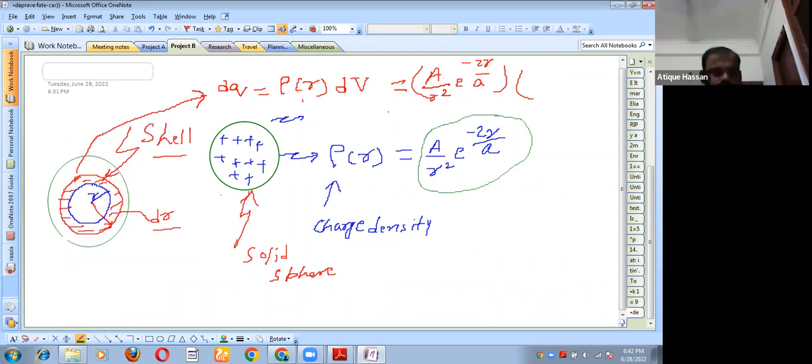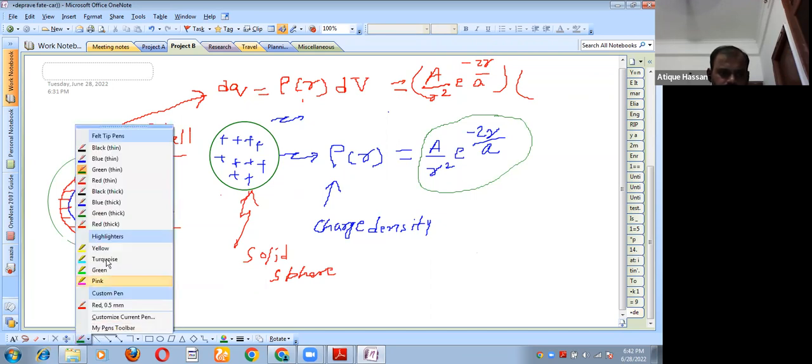Small volume of this elementary shell. What is this volume? dV, the volume of the elementary shell.